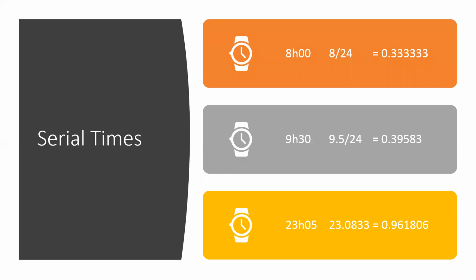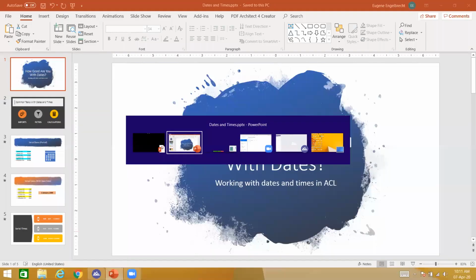So you would never see an ACL 11 p.m. Or let's rather say you would never communicate with ACL, tell ACL what to do and say something like, look for 11 p.m. You would have to say 2300, something like that, right? Okay, so now that we know about serial dates and serial times, let's go straight into ACL.